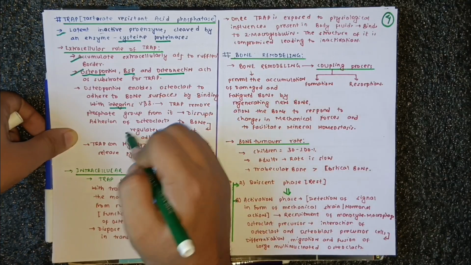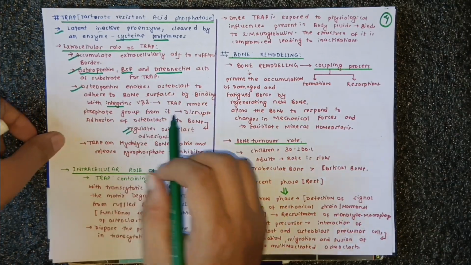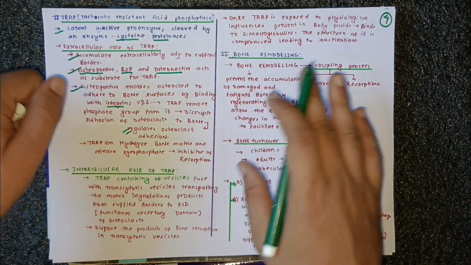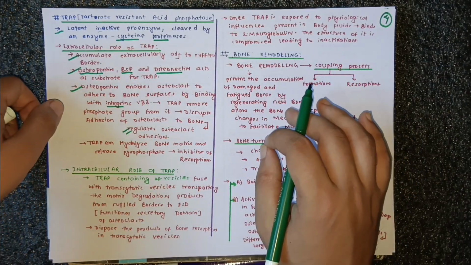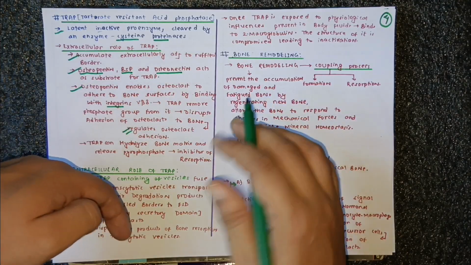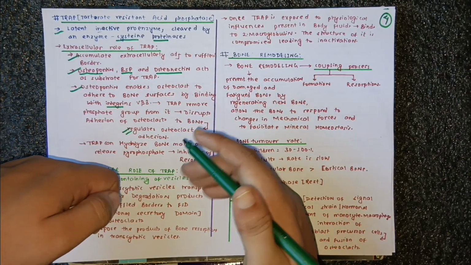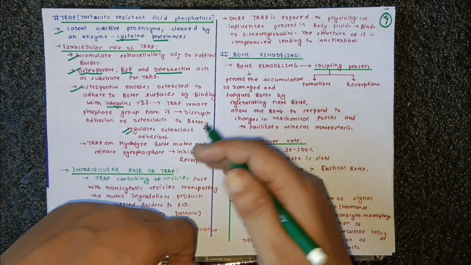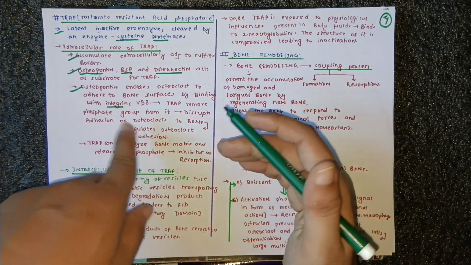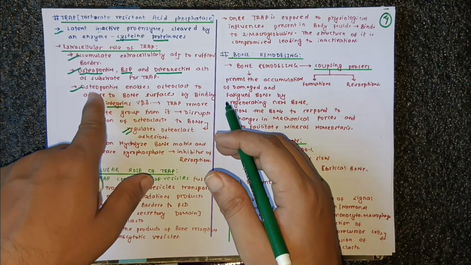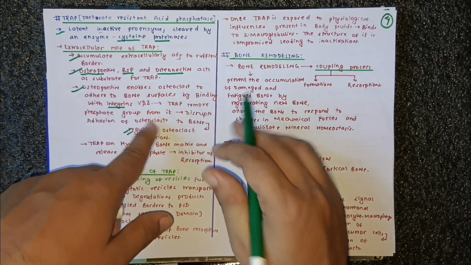So here you should learn that osteopontin, BSP and osteonectin are the substrates for the TRAP, and osteopontin is enabling the osteoclast to adhere to the bone surface. As I have told, attachment is facilitated by the integrins. So the integrin is attaching, and it is helped by the osteopontin.